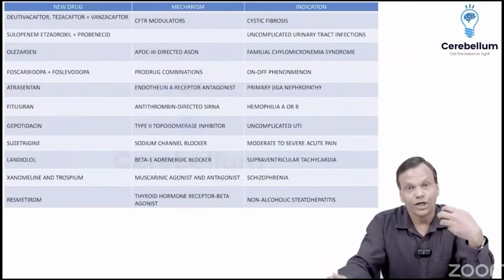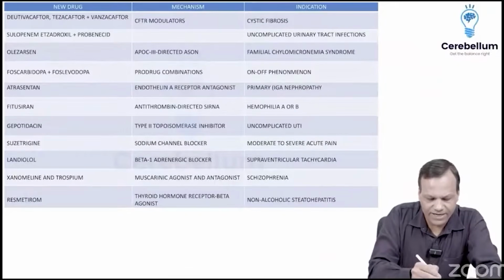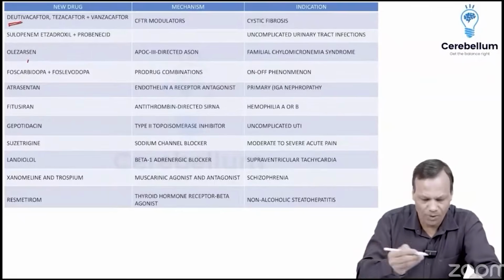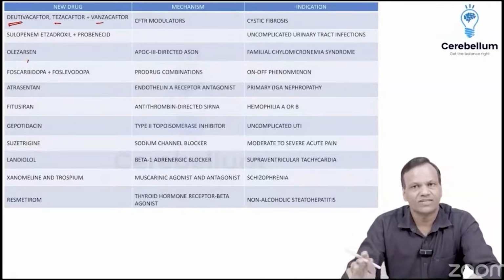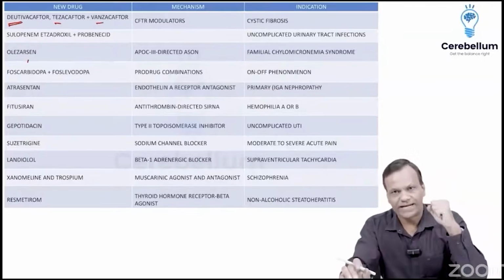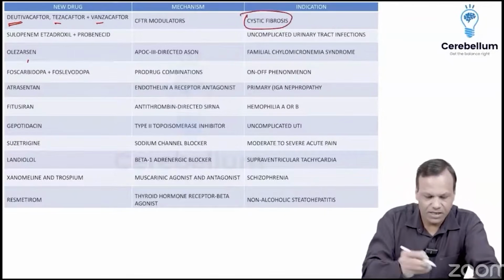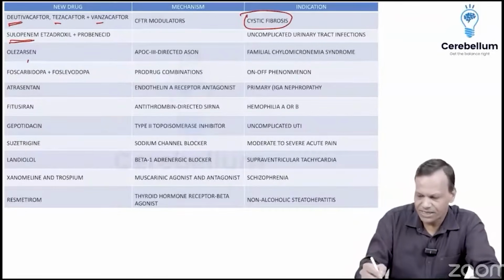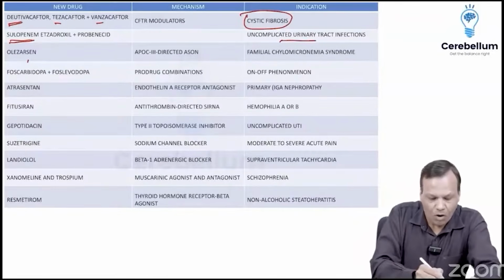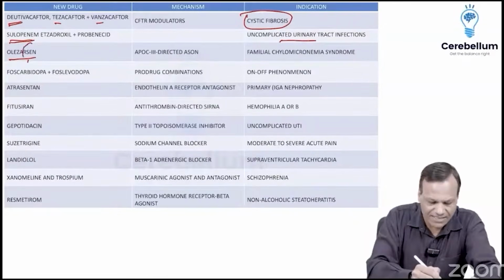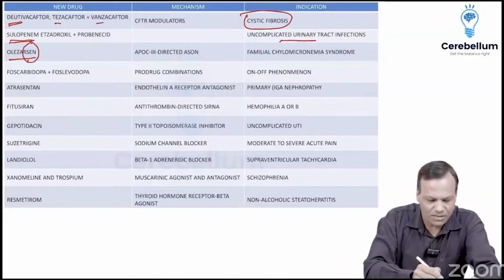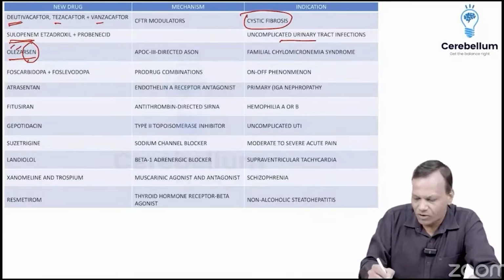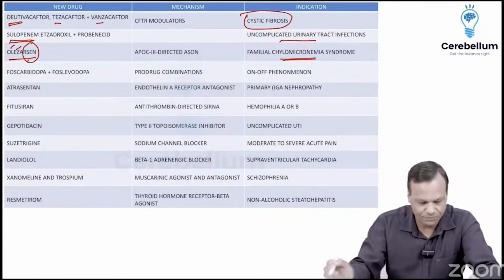So lastly, new drugs. We already discussed the CFTR modulators: the potentiator, which helps open the channel, and tezacaftor and vanzacaftor, which are correctors for cystic fibrosis. Then sulopenem is a new carbapenem. Just like meropenem, it is indicated in UTI. Olezarsen is an antisense oligonucleotide, and the name says oil ease, so it will make oil easy. Oil means chylomicron, so it is used for chylomicronemia.